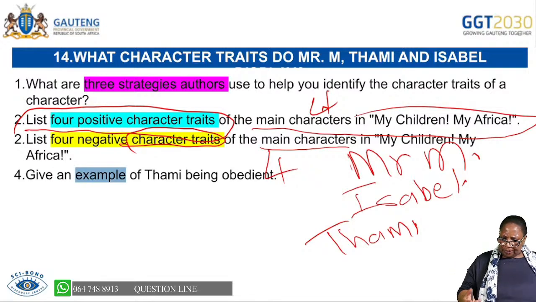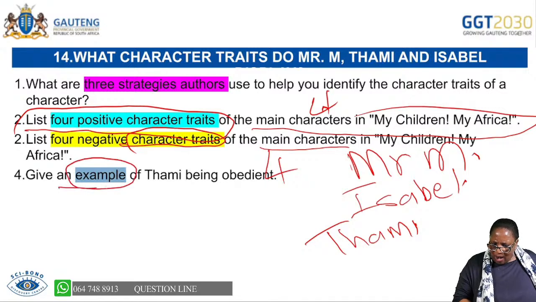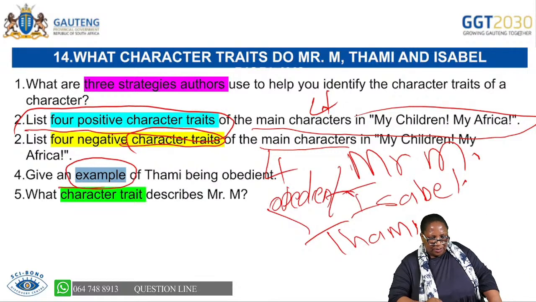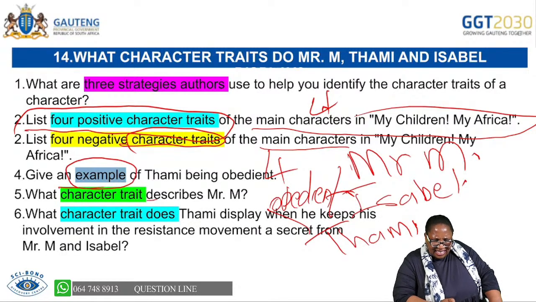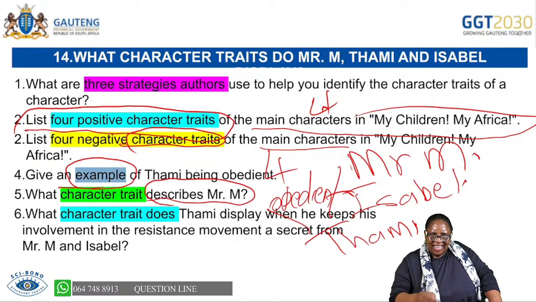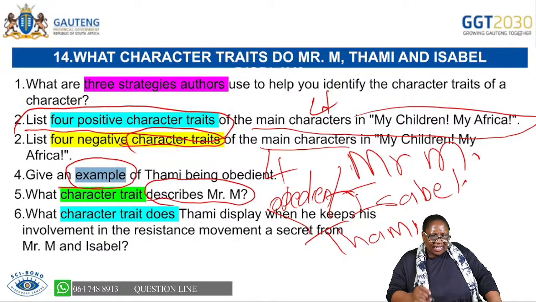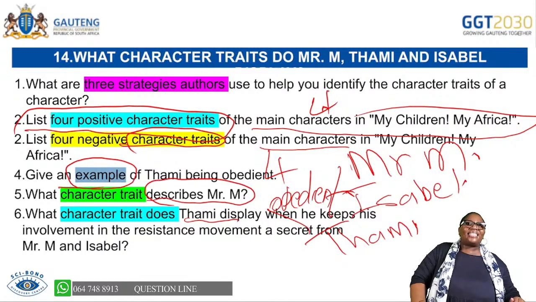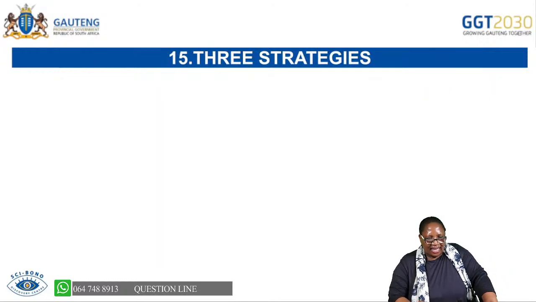And then, furthermore, we want to check why. You must give an example of why Tammy is obedient. He's an obedient boy, isn't it? And that's his character. He's an obedient boy. And what character trait describes Mr. M well? I know you know it. He's the best educator, isn't it? What character trait does Tammy display when he keeps his involvement in the resistance movement a secret from Mr. M and Isabel? Let's look.